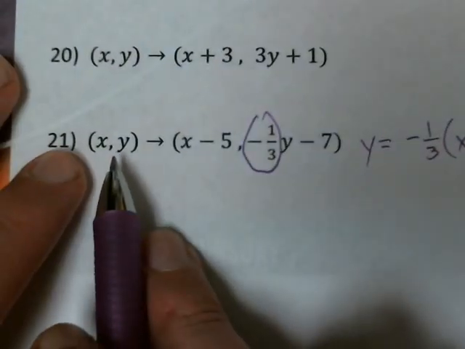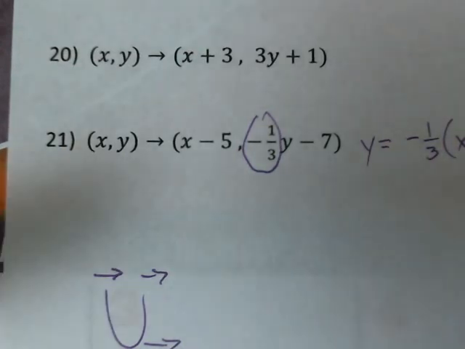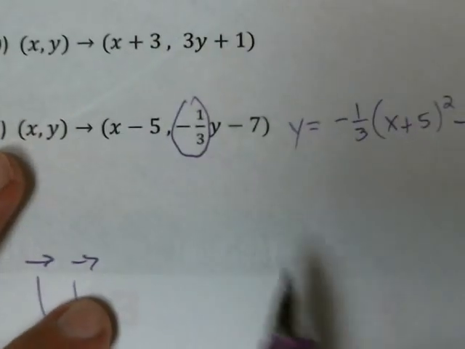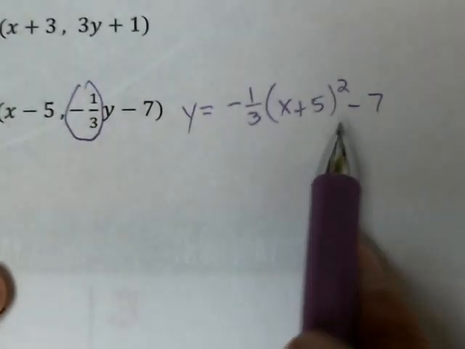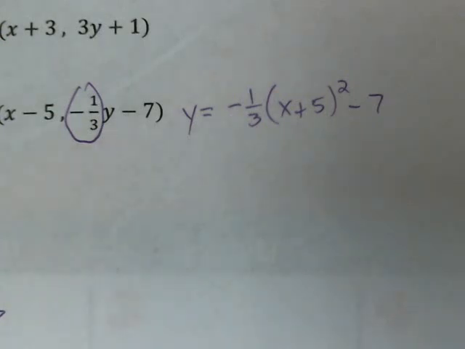Okay, so this whole mapping business, guys, is just a fancy way of saying I'm taking a point and I'm doing something to it. I'm moving it, I'm shifting it, I'm rotating it, I'm reflecting it, I'm shrinking it, I'm stretching it. So we're just going from these mapping rules to our equation. Okay, so again, let's take 2, try again.